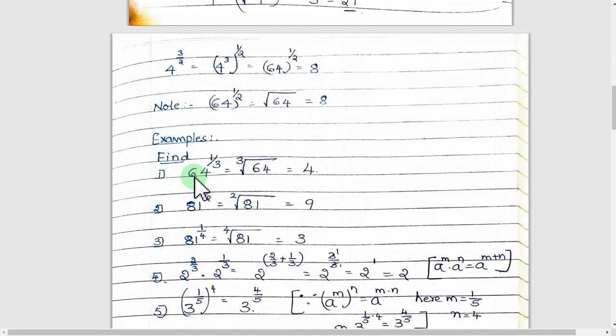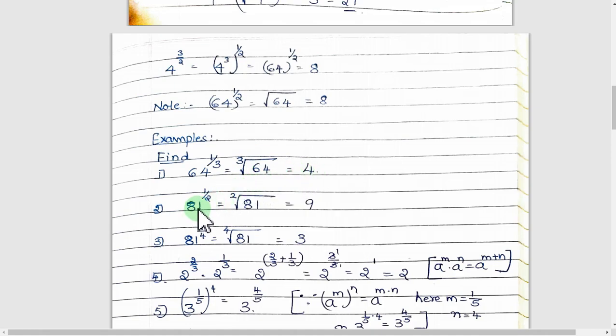First question, 64 to the power of 1 by 3. We can write this as the third root of 64. Now how do we find the value of the third root of 64? We have to see which number multiplied thrice will give 64. For example, 2 2s are 4, 4 2s are 8. So if you multiply 2 three times you will get 8. Now 4, if you multiply 4 three times you will get 64. 4 4s are 16, 16 4s are 64. So the third root of 64 is 4.